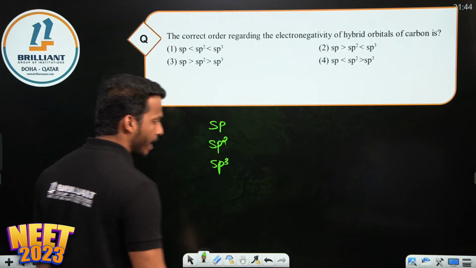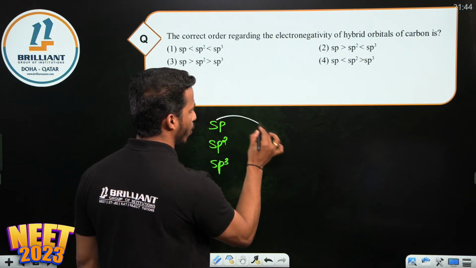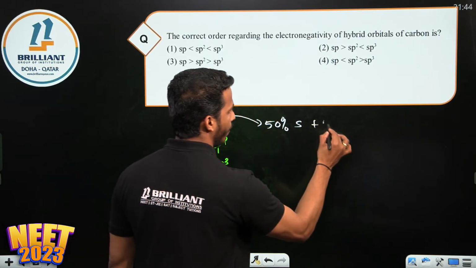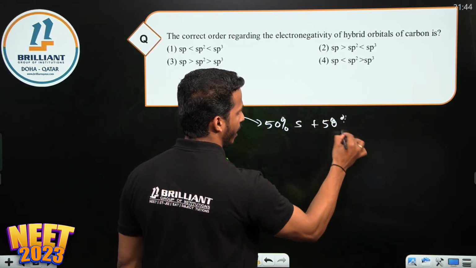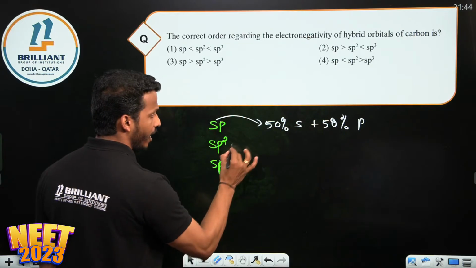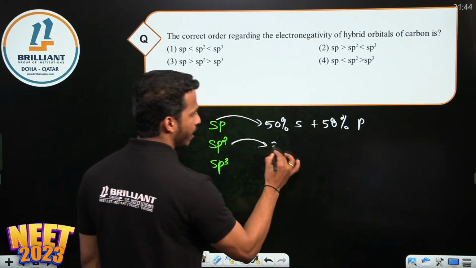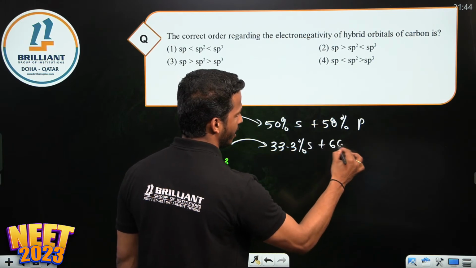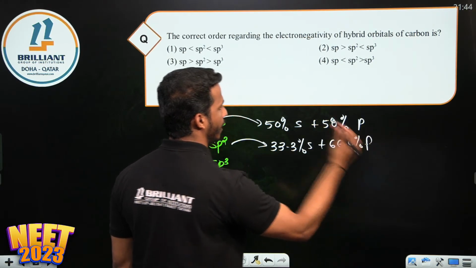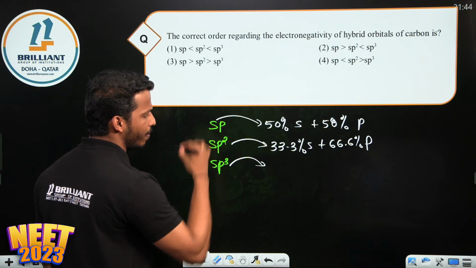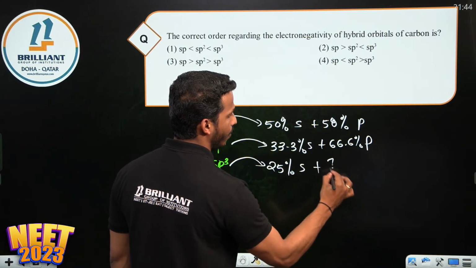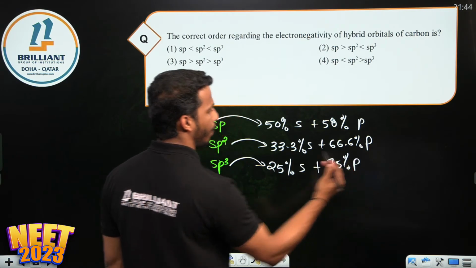You know very well. In sp hybridization, 50% s character and 50% p character. In sp2 hybridization, 33.3% s character, remaining 66.6% p character. In sp3 hybridization, only 25% s character and remaining 75% p character.